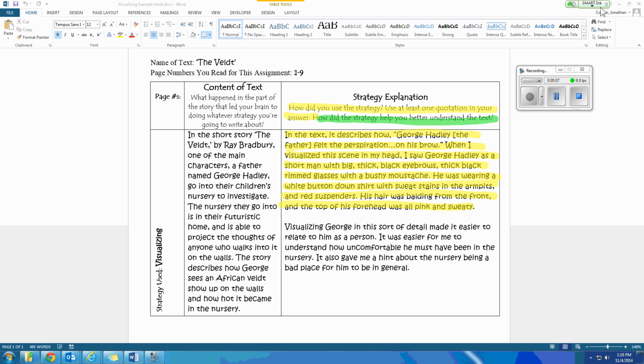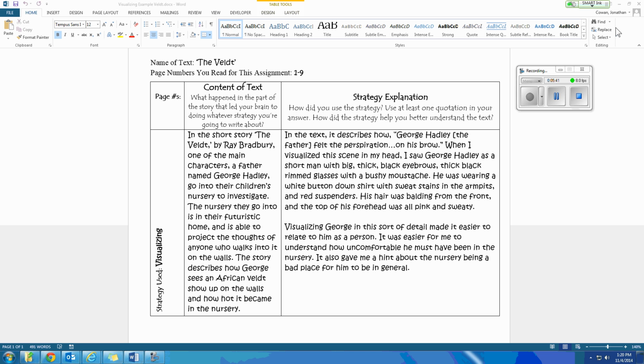And here's what I thought back on. I thought about the fact that visualizing George in this sort of detail made it easier for me to relate to him as a person. It was easier for me to understand how uncomfortable he must have been in the nursery. It also gave me a hint about the nursery being a bad place for him to be in general because he felt so uncomfortable there. So that's my explanation overall of how I used the strategy, my quotation, and how that strategy helped me understand the text. You should do the same thing.